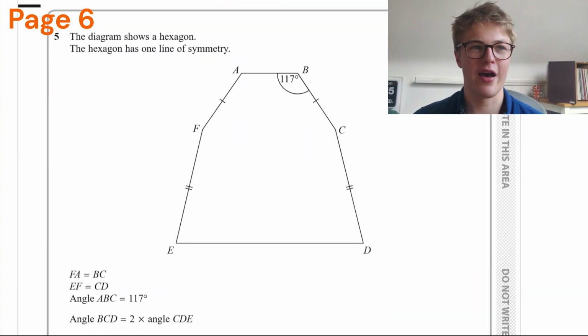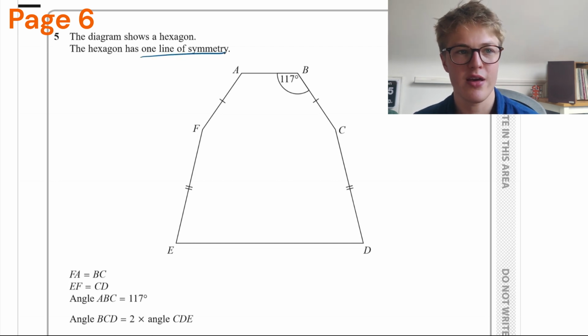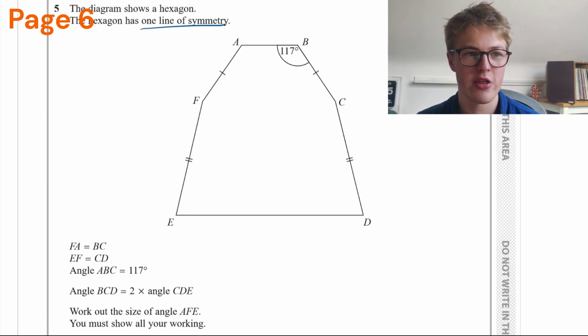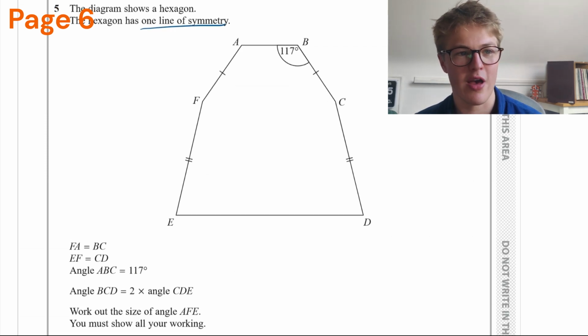The diagram shows a hexagon. The hexagon has one line of symmetry. FA equals BC, EF equals CD, angle ABC equals 117 degrees, angle BCD is 2 times angle CDE, work out the size of angle AFE, you must show all your working.